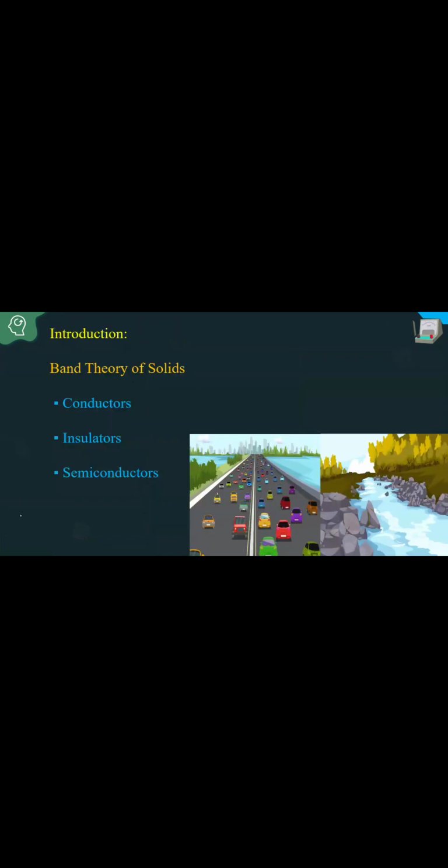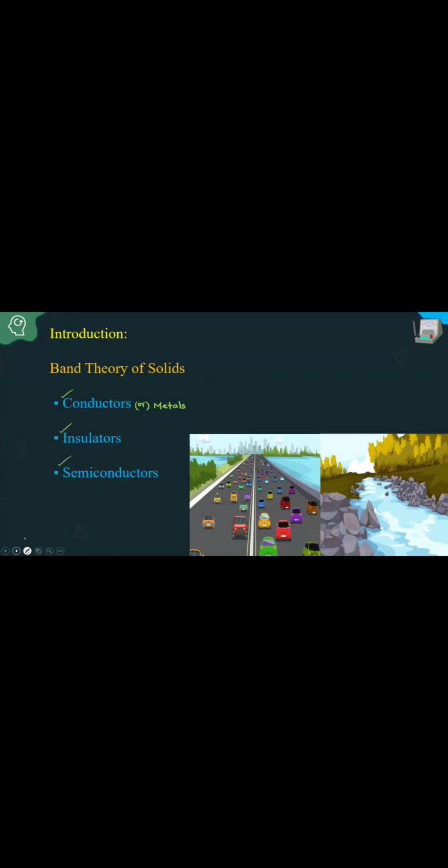Then first we'll start with some introduction. Students, we know that according to band theory of solids, the solids are classified into conductors, insulators, and semiconductors. Conductors are also called metals. This is the minimum knowledge that I am giving before entering into the actual concept.